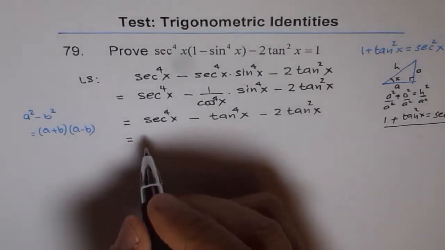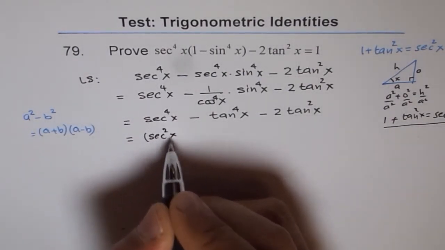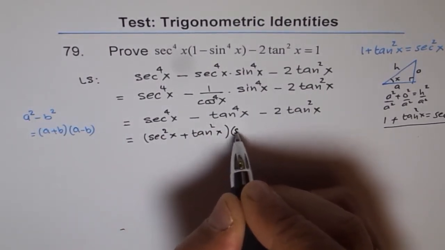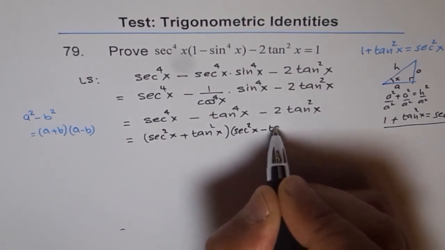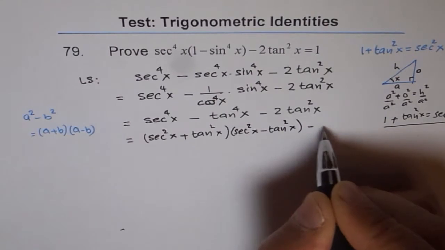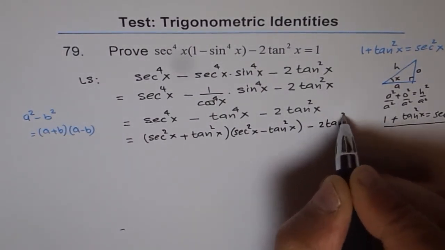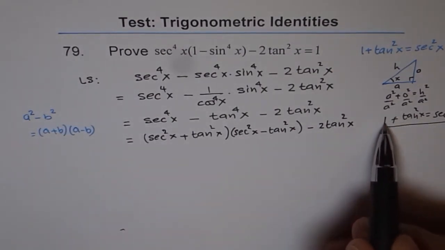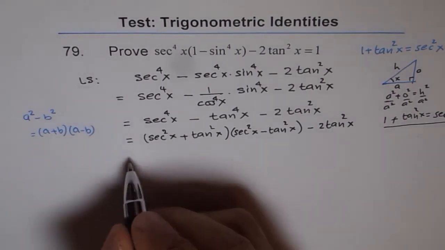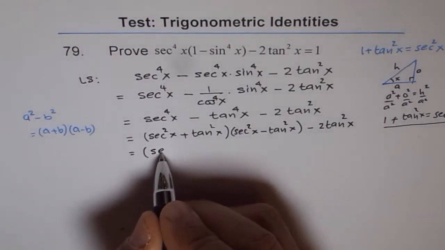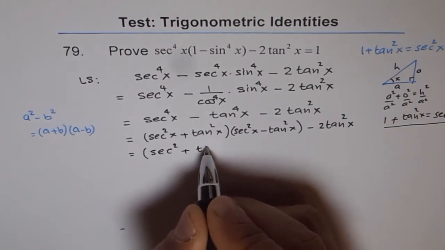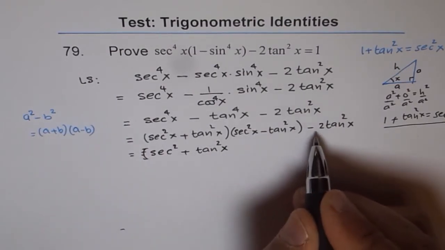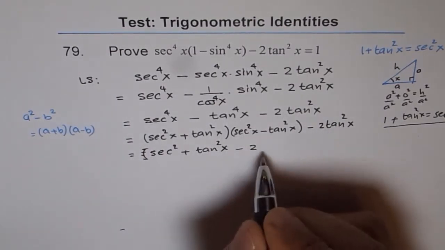And so I can write this as secant square x plus tan square x times secant square x minus tan square x, right? Minus 2 tan square x. Now, secant square x minus tan square x is 1. So I'll replace this by 1, correct? So I'm left with secant square x plus tan square x times 1. So I need not write the bracket, okay? Because this is 1 minus 2 tan square x.